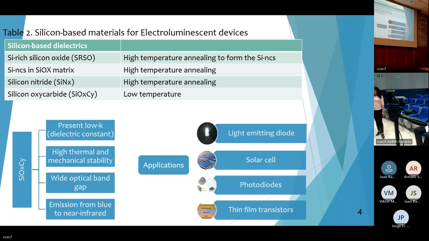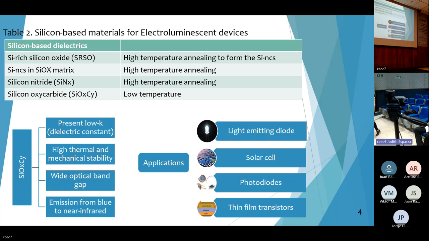Additionally, this material has a low dielectric constant. Additionally, it has high thermal and mechanical stability and a wide optical band gap. It is possible to obtain emission from blue to near infrared. Additionally, this material could be applied in light-emitting diodes, solar cells, photodiodes, thin film transistors, and others. In this work, we have a light-emitting diode.